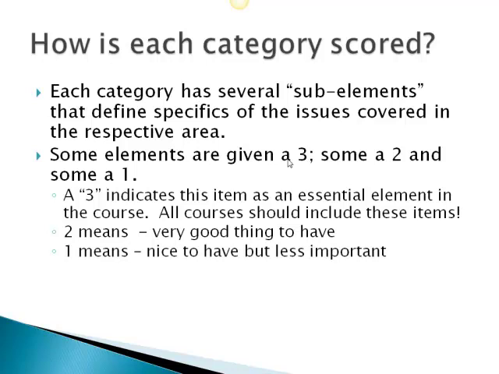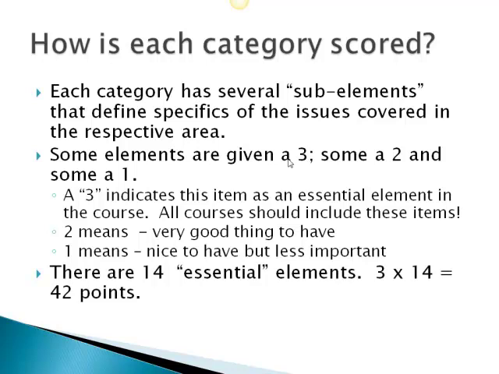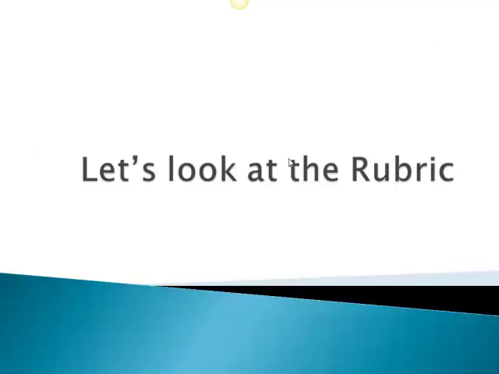If you look overall at all the various categories, there are 14 essential elements across all of the various categories described in the previous slide, and if you know that an essential element has a value of 3, and there are 14 essential elements, then you should have at least 42 points when evaluating an online course. So let's take a minute to look at the rubric.